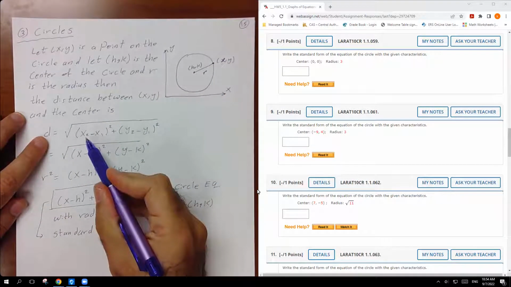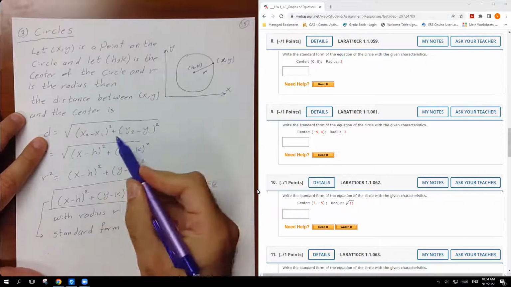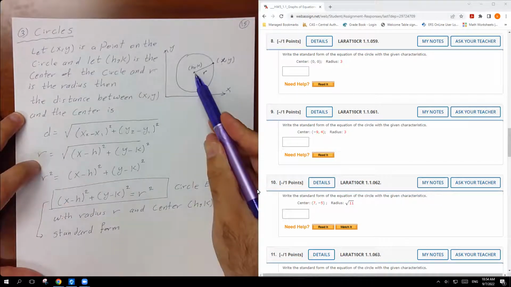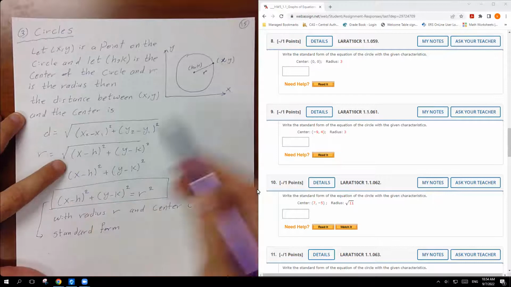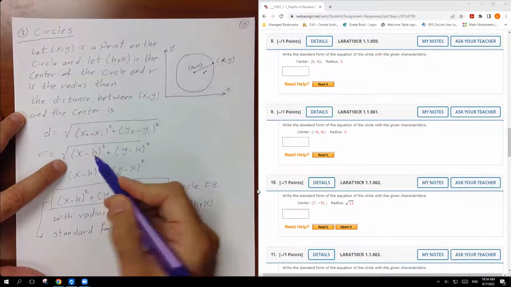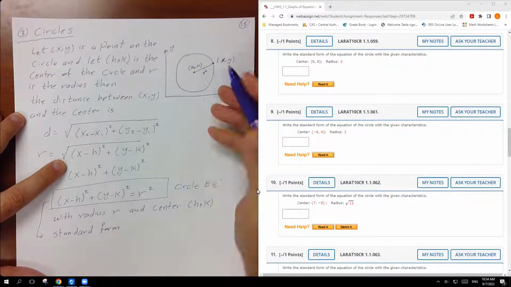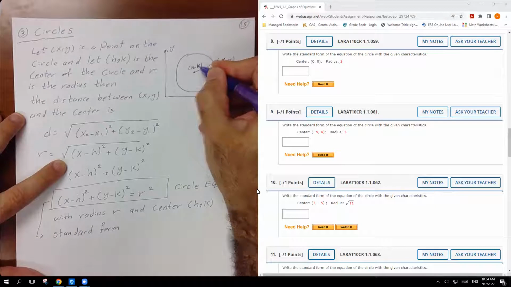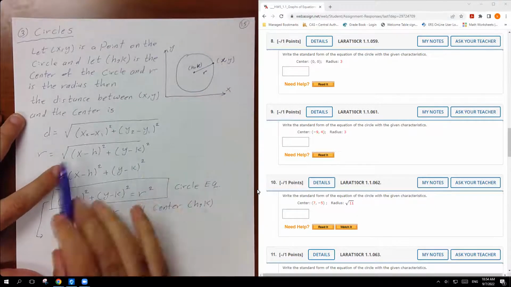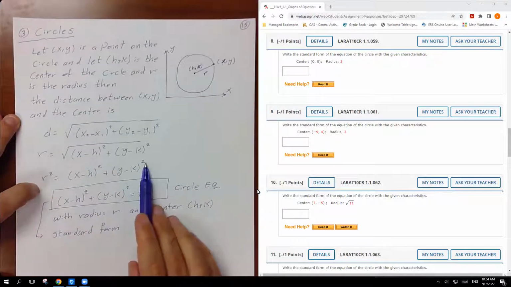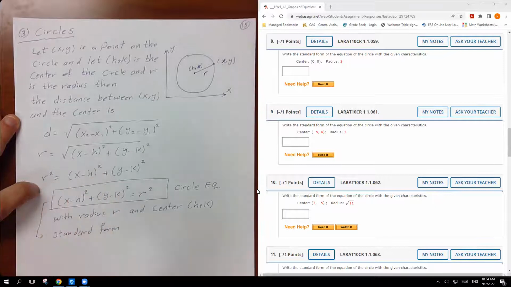Here's the distance formula: the square root of (x2 minus x1) squared plus (y2 minus y1) squared. Then the distance between these 2 points is the radius. So x2, which is x, minus x1, which is h, plus y2 minus y1, which is k. Square both sides. So r squared is going to be (x minus h) squared plus (y minus k) squared. I'm just going to flip it to the other side, so it's (x minus h) squared plus (y minus k) squared equals r squared.